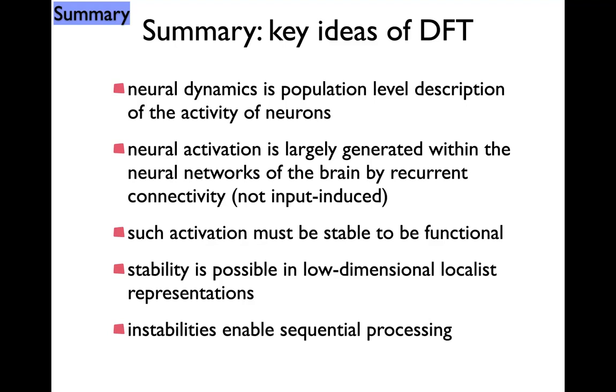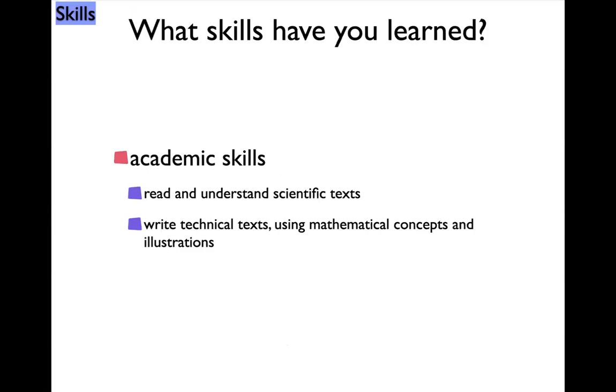And then instabilities create this capacity to do all kinds of things with that, including sequential processing, which is the most important one. So there will be, population level, I didn't write down the dynamics, but that's implied here. Recurrent connectivity, stability, low-dimensional localist representations, sequence, instabilities leading to all kinds of cognitive functions. 5 ideas. Study that slide.